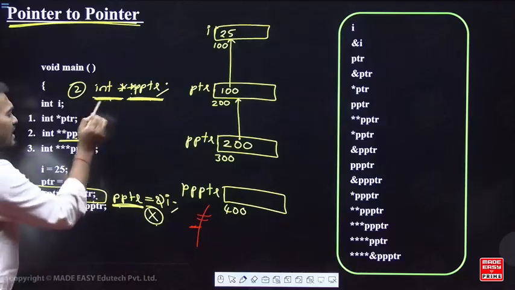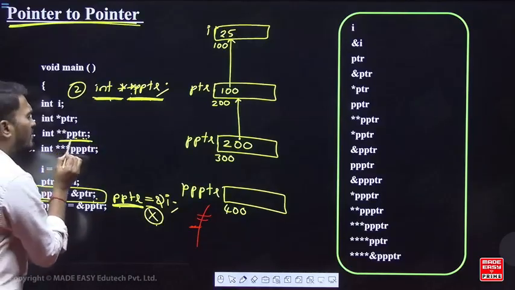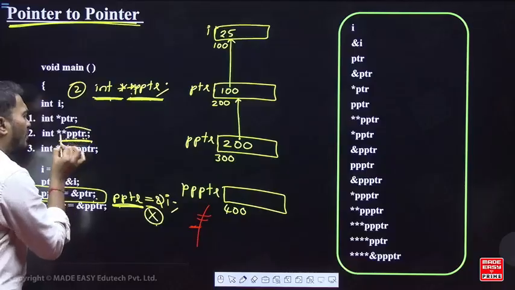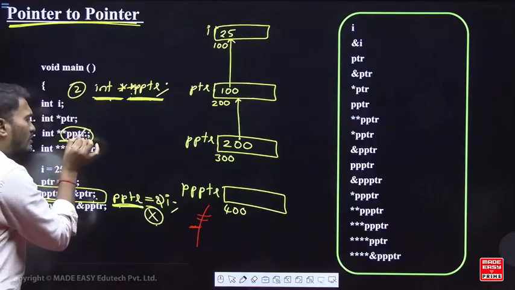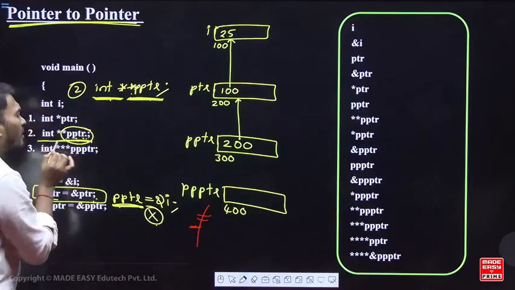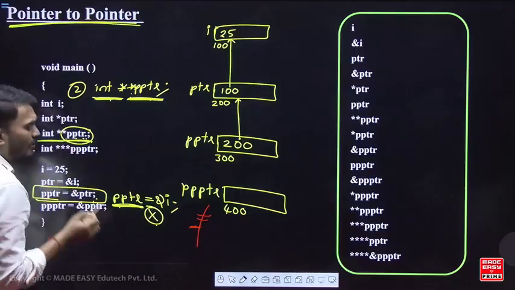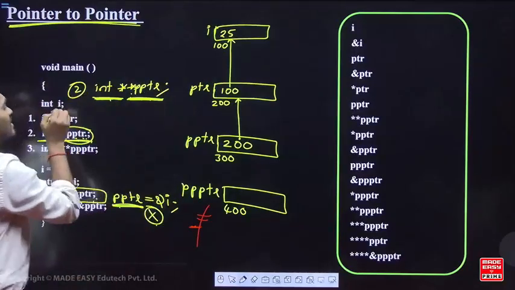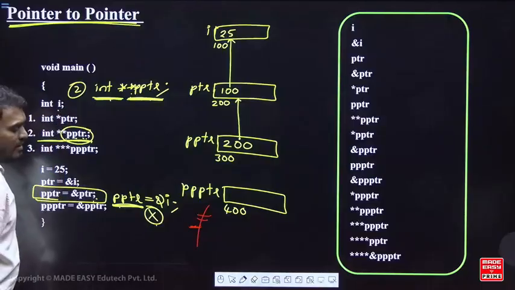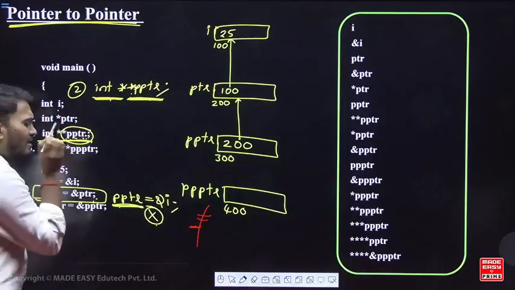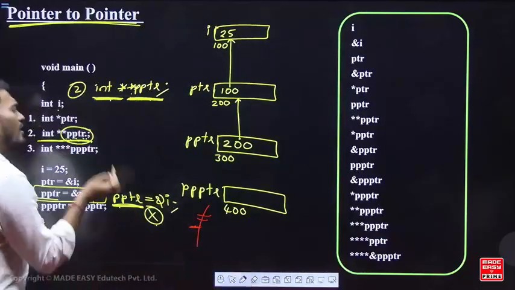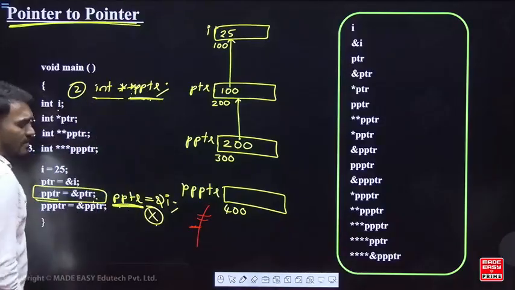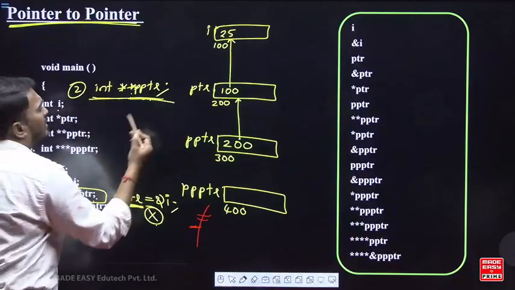The declaration is saying that PPTR is a double pointer. Double pointer means it is a pointer only. You need to store an address of something which is already a pointer. But if I store the address of I, what is I? I is just an integer. It is not a pointer. So your declaration is saying that it's a double pointer, and of course you need to store an address of what? Which is already a pointer.